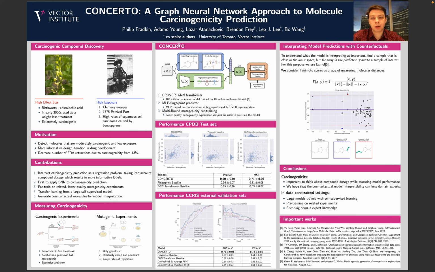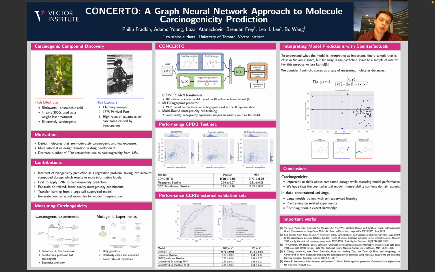So here you see a representation of our model, which consists of three main parts. In blue, you see the Grover GNN transformer part, which was released in 2020, and it's a 100 million parameter model trained in a self-supervised manner. In green, you see the second part, where we take a molecule fingerprint representation and train a multilayer perceptron on the fingerprint representation as well as the Grover representation. And finally, our last part, we pre-train using mutagenicity training and fine-tune on carcinogenicity data, and do this multiple times, and we find that this improves performance.